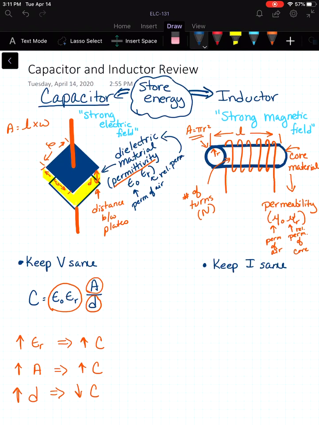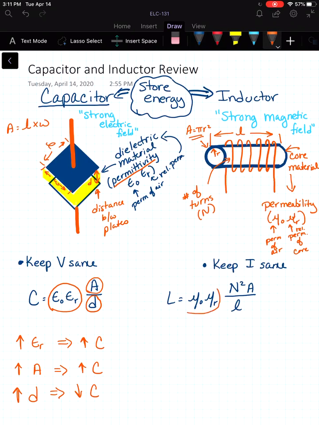So the equation for inductance is that permeability of air times the relative permeability of the core material. If you're using air, then that relative permeability is just 1. So you'd multiply the permeability of air times 1. And then we have N squared times A over the length.